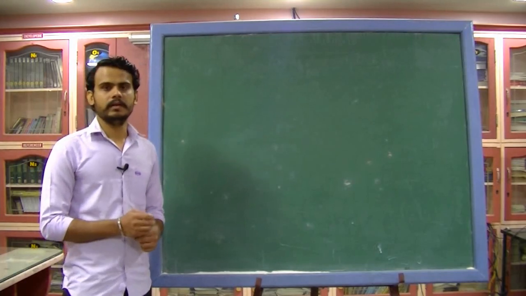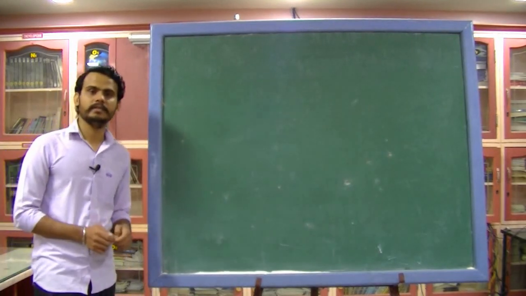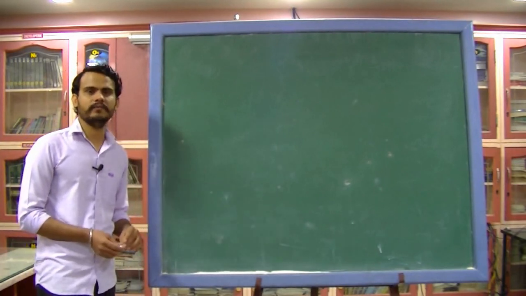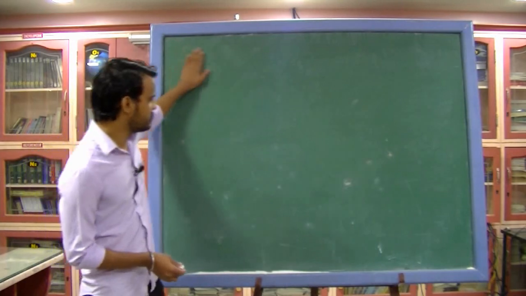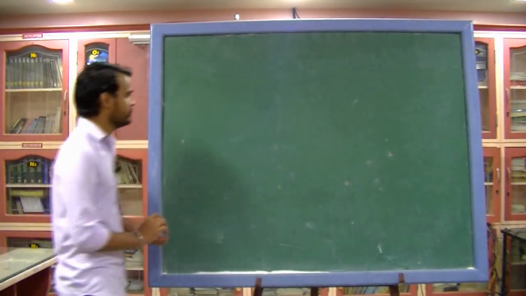So, students, in last class we have seen electrostatic force, we have seen electrostatic potential energy, and we have seen what is electric field. We have just done basic introduction of electric field. So, let us quickly summarize what we have learned till now.